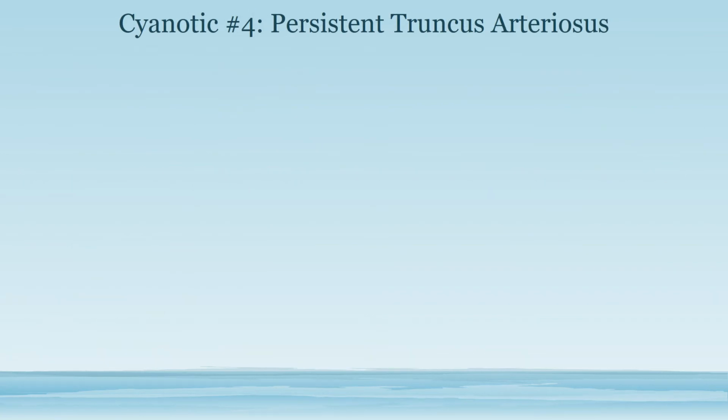All right, let's move on to our fourth cyanotic heart disease. We have persistent Truncus Arteriosus. Do you remember what the Truncus Arteriosus is? It's the embryologic origin of the aorta and pulmonary artery that normally gets divided to separate the two vessels from each other. If it's persistent, that means that the Truncus Arteriosus is still there and never divided.